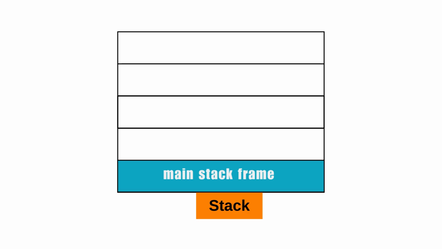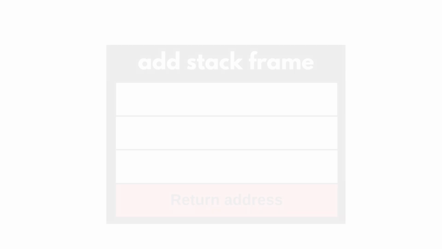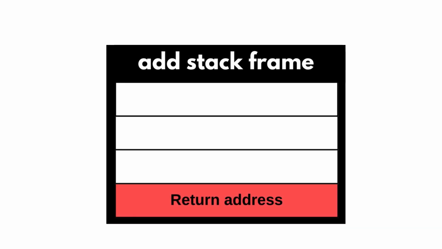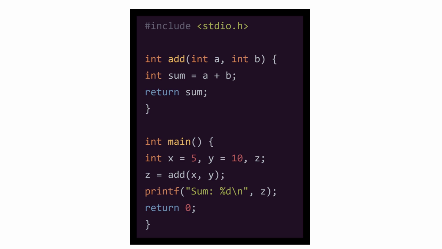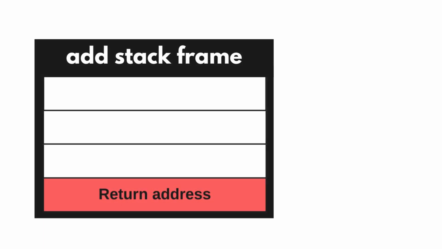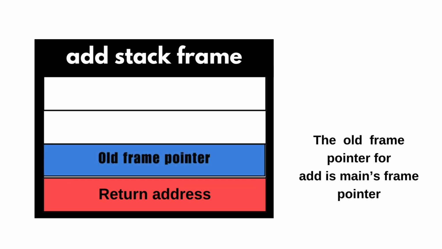When main calls the add function, a new stack frame is created for add on top of main's frame. First, the return address is pushed onto the stack. The return address for add is the instruction that the program needs to execute once the function add has finished executing. In this case, the return address is the next instruction in main, right after the call to add: the printf statement. Next, the current frame pointer from the register is pushed onto the stack as the old frame pointer. This allows add to restore main's stack frame when add finishes.